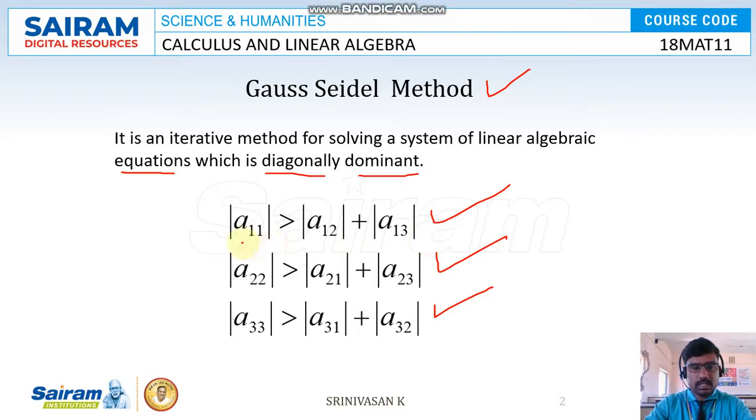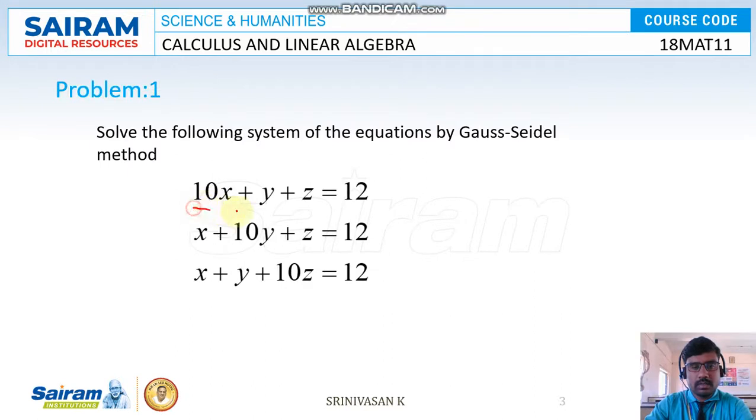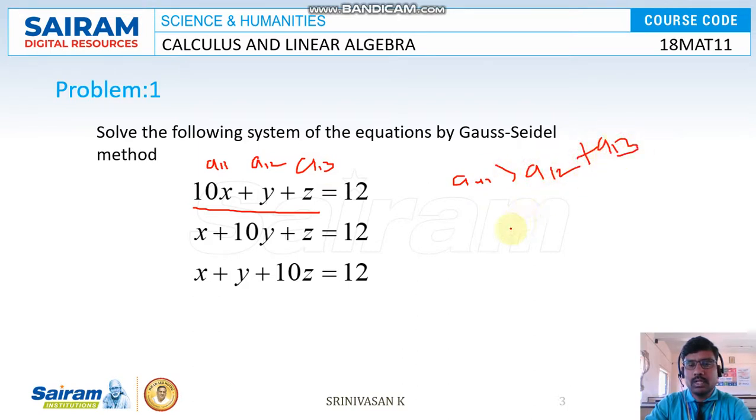What is the first condition? A11 greater than A12 plus A13. For example, take the first equation like this. This is A11, this is A12, and this is A13. So 10 is definitely greater than 1 plus 1. So 10 is definitely greater than 2. So the conditions are satisfied.